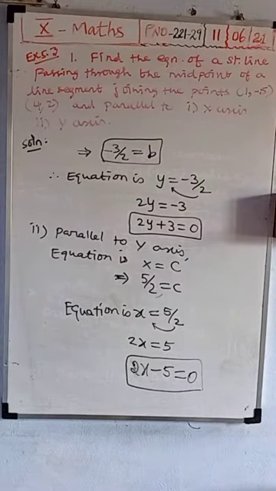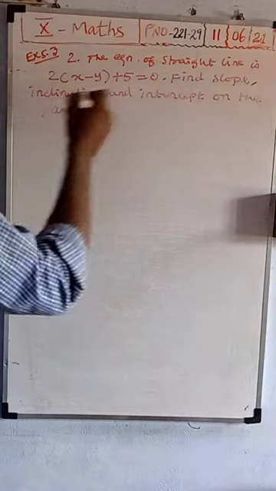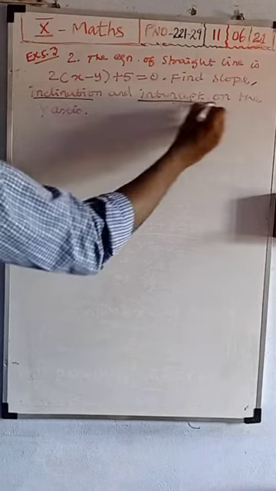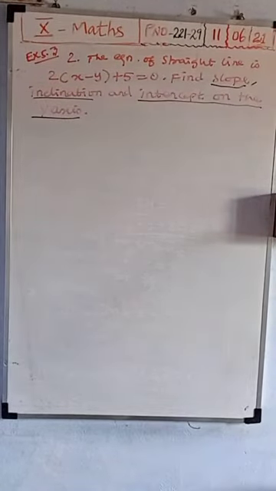Okay, that's all. See, second question: the equation of the straight line is 2(x - y) + 5 = 0. Find the slope, inclination, and intercept on the y-axis separately. Those three values they asked for: slope, inclination, and intercept on the y-axis. Okay, see the solution.